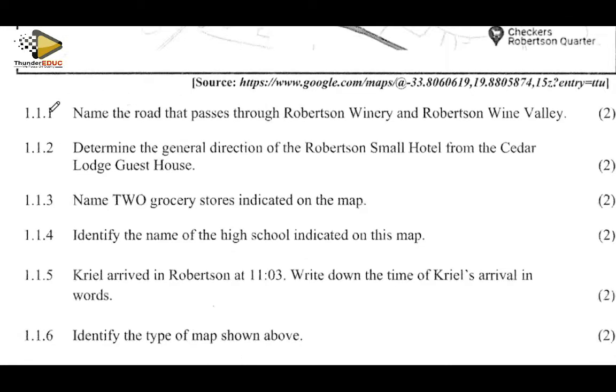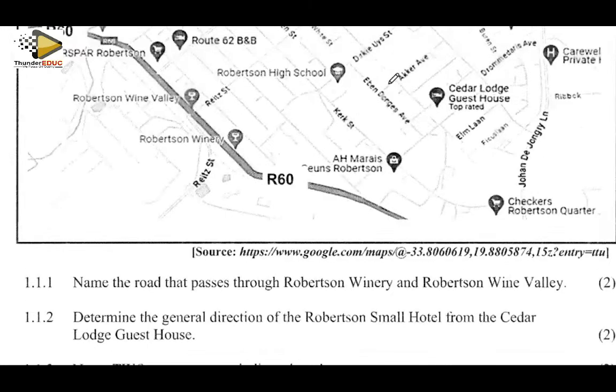All right, here we go. Name the road that passes through Robertson Winery and Robertson Wine Barren. When you look at these two places here, let me highlight for you. We have the Robertson Winery and Wine Barren. There we go. This road that passes through it was R60.